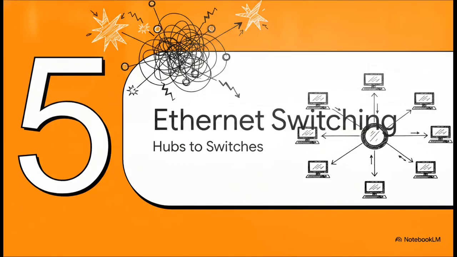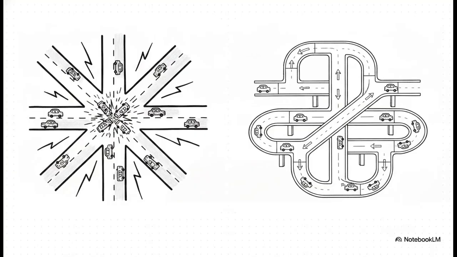Section 5. Ethernet switching, upgrading from hubs to switches. Now, using math to manage collisions is great and all, but you know what's better? Not having collisions at all. By the 1990s, our networks were growing so fast that the chaotic collisions of the old bus topology just became totally unmanageable. We had to upgrade.